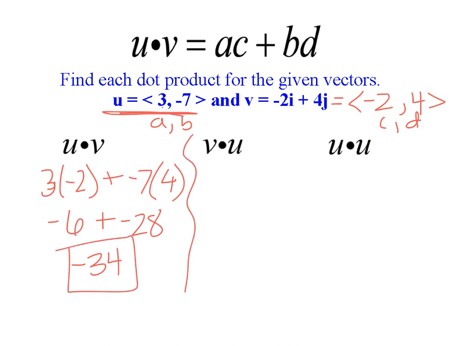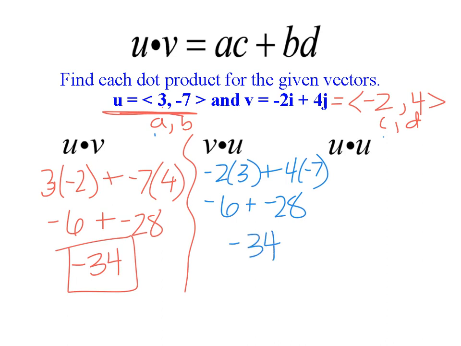Next, we are going to do v dot u. So now we go backwards. Now we're going to do CA. So -2 times 3 plus dB, 4 times -7. We still get -6 plus -28, which is -34. So these two first examples kind of show you that dot product is commutative. So you can flip the order of it and you should get the same answer.